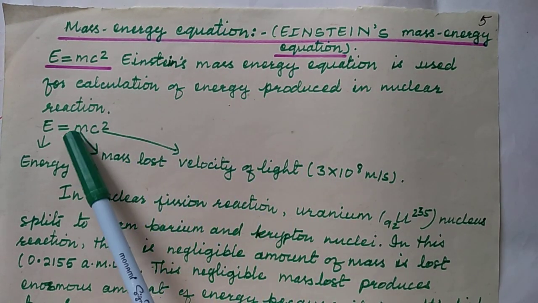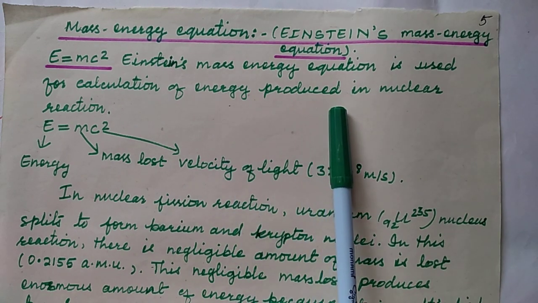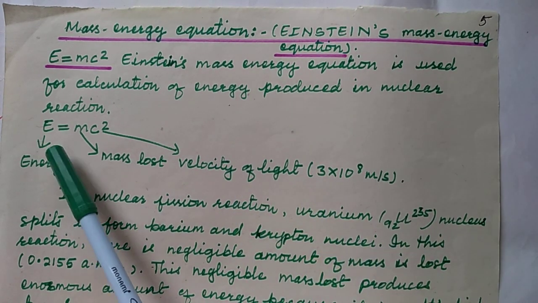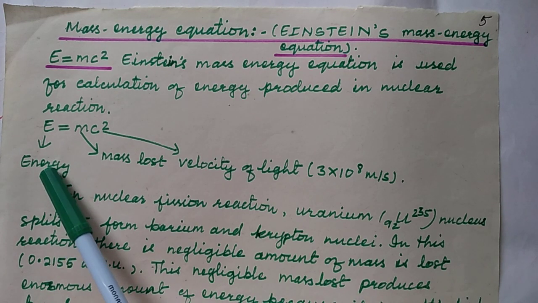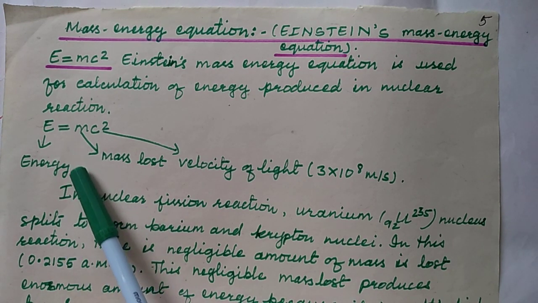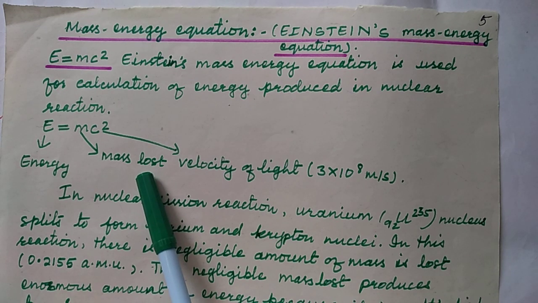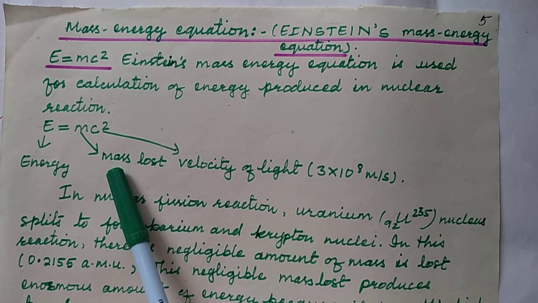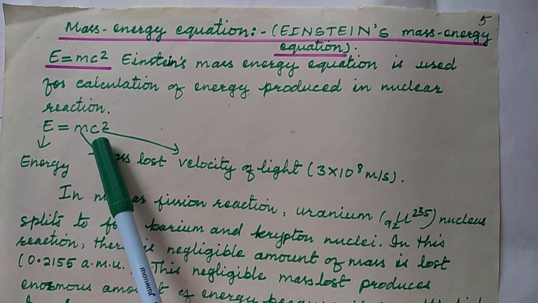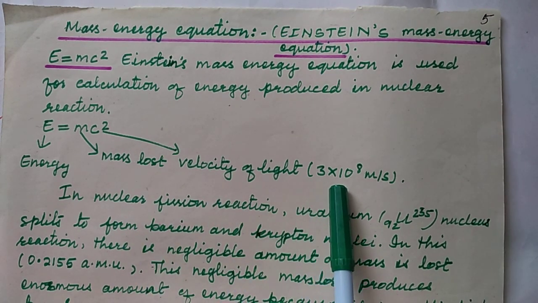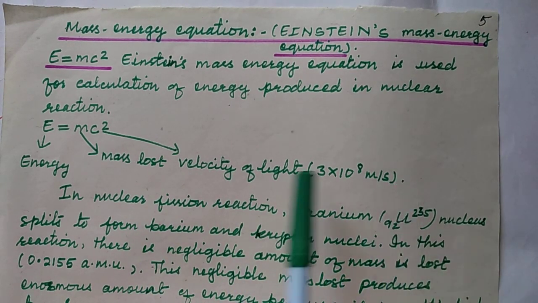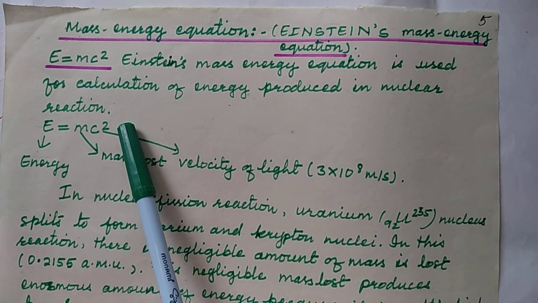This is called the mass energy equation, and this is for the calculation of energy produced in a nuclear reaction. In this equation, E stands for energy produced, small m stands for mass lost at the time of reaction. Negligible mass will get lost in producing products. Okay, so there is mass lost in the reaction, which is in a very small amount. And c stands for the velocity of light, which is 3 into 10 to the power 8 meter per second, and this is the square value of the velocity of light.